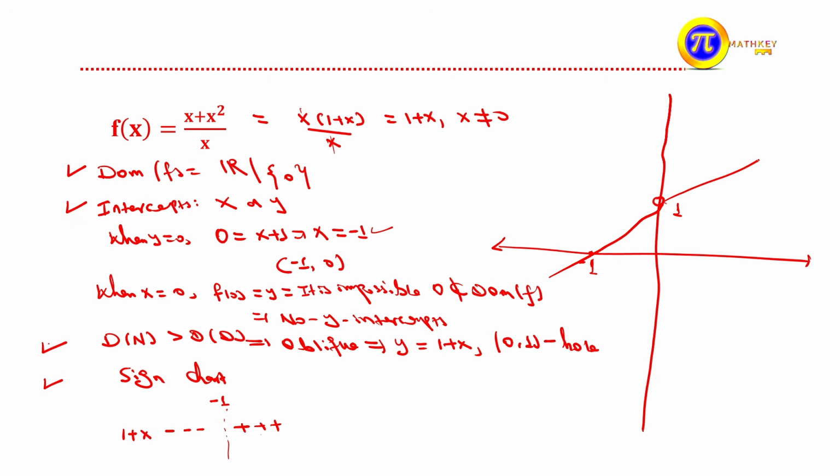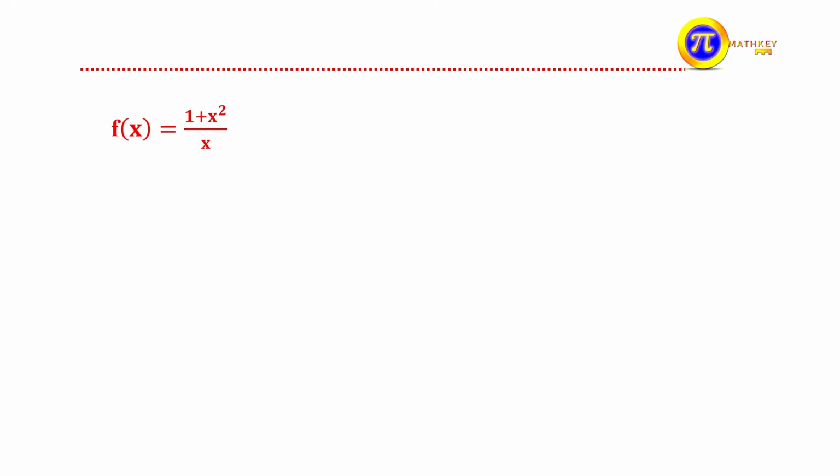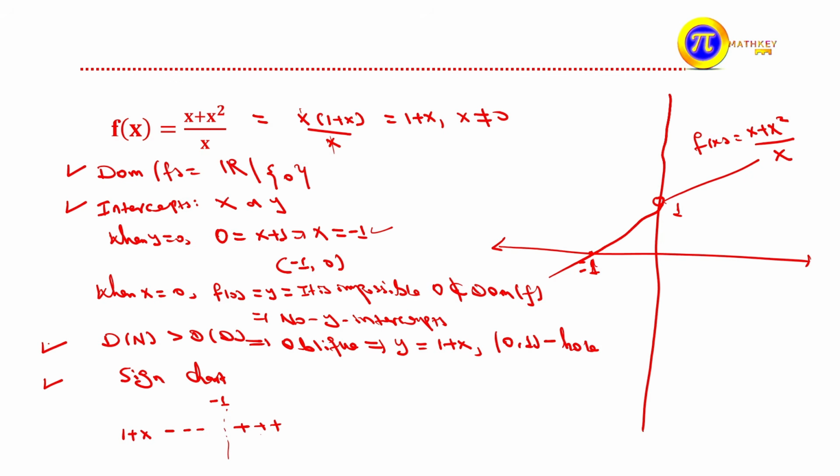This is 1, and we can sketch the graph. This is the graph of f of x equals x plus x squared over x. It becomes the oblique asymptote 1 plus x, and at 0 there is a hole, and at -1 it is 0. So we join them, and the graph looks like this. That is how we can sketch the graph.